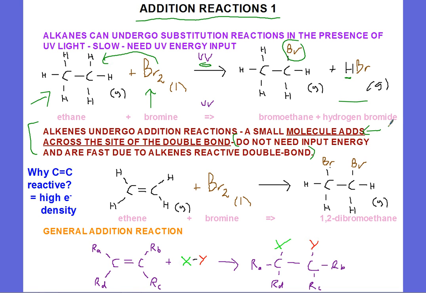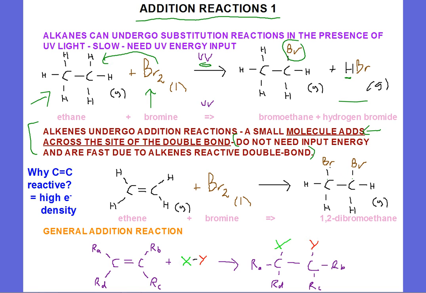So an example of an addition reaction, we've got ethene here, which is the simplest example of an alkene. It's reacting with bromine as well. We don't need input energy, there's no UV required. And what happens is that the whole molecule adds across the double bond. So there's no other products, there's only one product. And when we say add across the double bond, the bromine molecule splits in half. Half of it joins onto one carbon and half to the other across the site where the double bond used to be. So we've got ethene plus bromine has turned into 1,2-dibromoethane.